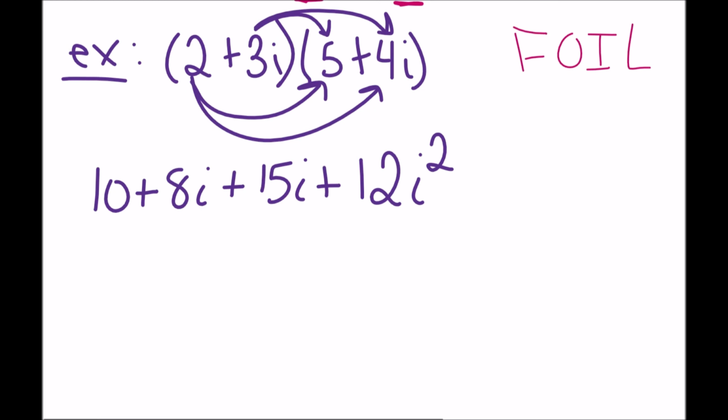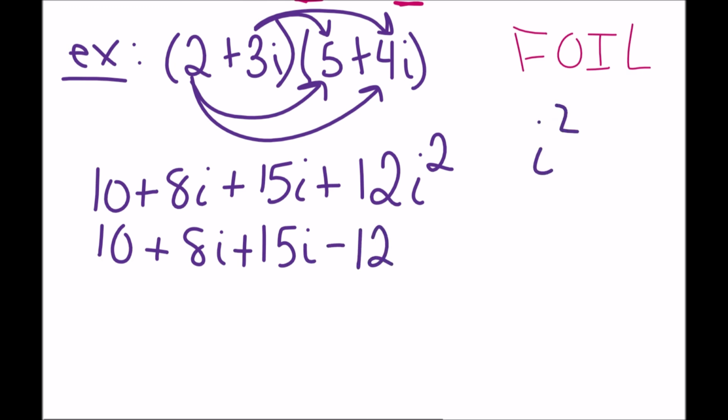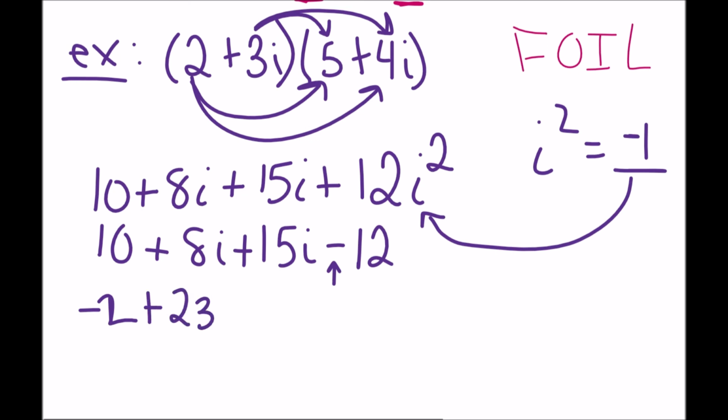Okay, and so if we simplify that further, we can say 10 plus 8i plus 15i minus 12. And the reason is, if you remember our rules, i squared equals -1. So we can plug this -1 in for i squared, which makes it this negative right here. And now we can use our rules from the addition that we just did a few minutes ago, and we know to add all the reals together and then all the complex together. So we can say that 10 minus 12 is -2, and 8 plus 15 is 23i.